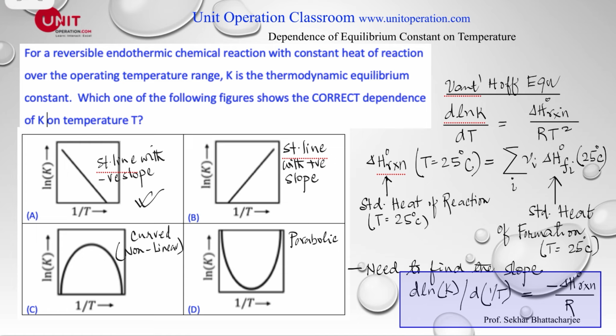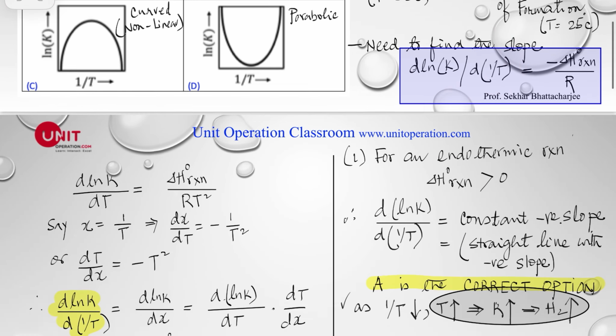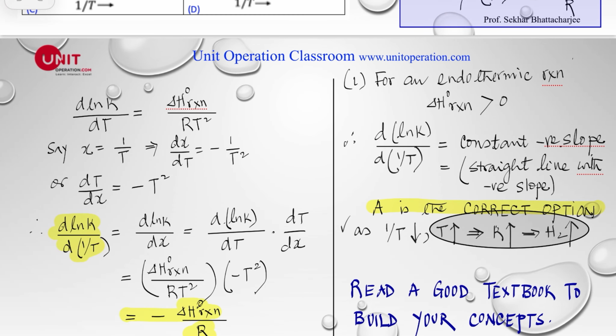So here we see the natural logarithm of K is plotted against 1 over T, and we have to find out the slope. So really we have to find out the slope of this one right here. So how do we do that? This is just a little mathematical manipulation here.